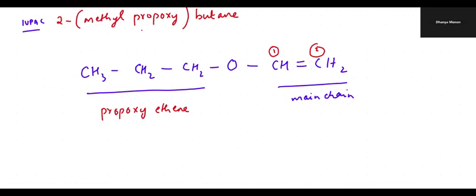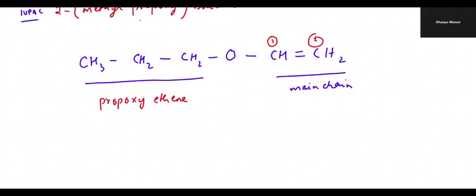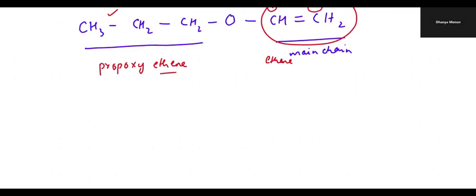So this is the propoxy and this is the ethene group. So propoxy ethene, because we are giving preference to this double bond. So this is ethene and this one is our propoxy group. So propoxy ethene. I hope I'm clear here. Coming to the next question.